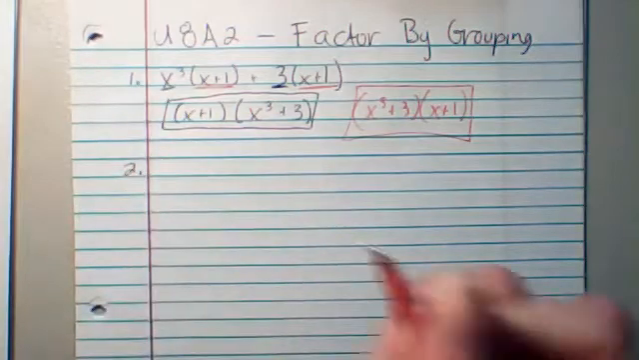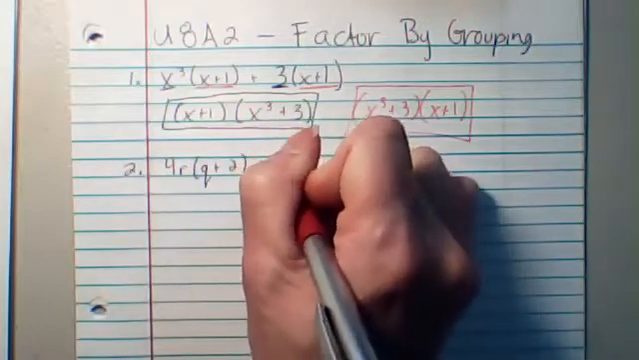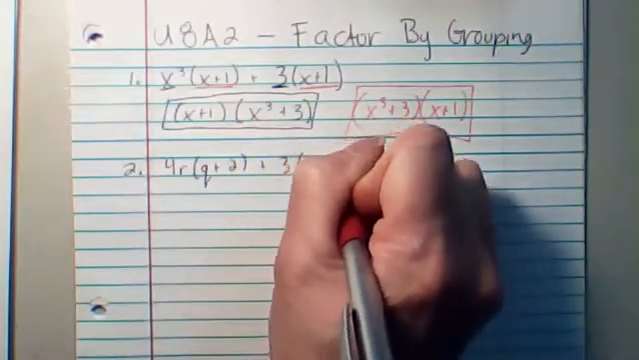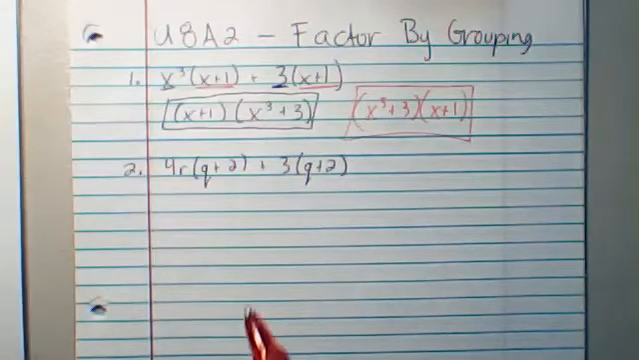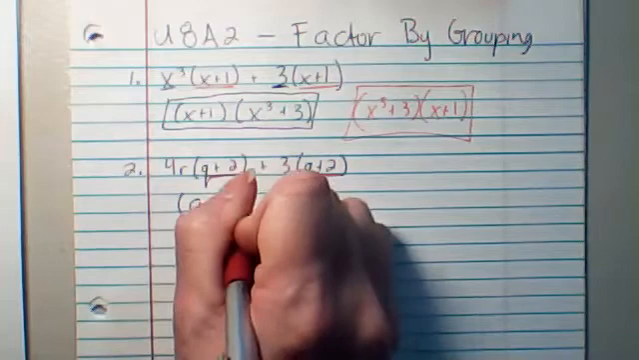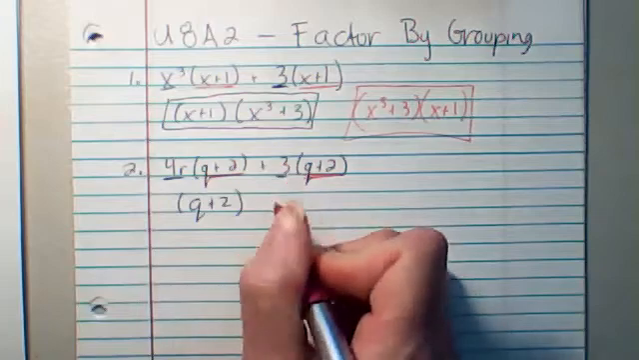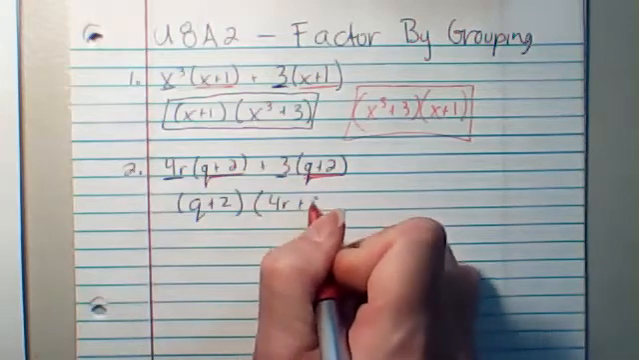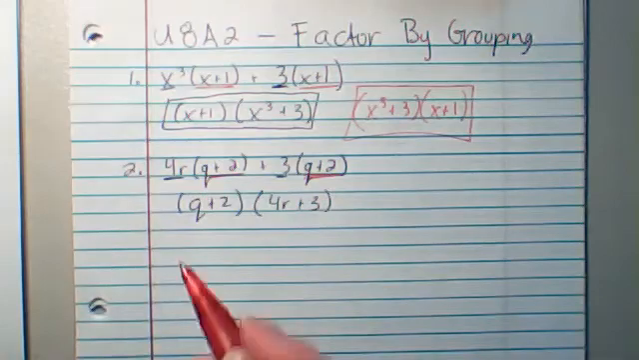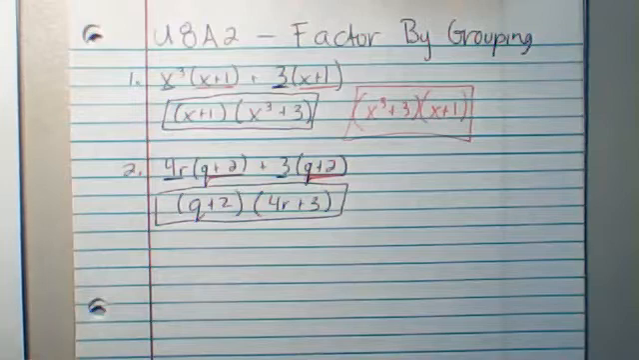So for problem 2, we've got 4r times q plus 2 plus 3 times q plus 2. So I look to see what do they have in common. They both have this q plus 2. They both have that q plus 2 there. So I'm going to write q plus 2, I'm bringing that out in front. And then what do I have left? I've got this 4r and this 3. So I've got 4r plus 3. Okay, so that is my answer for problem 2. All right. Okay, not too tough. Then you're going to do 3 and 4 on your own.